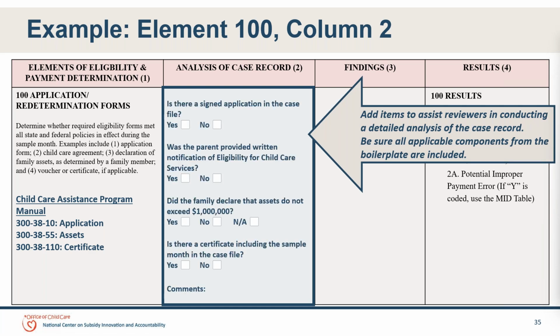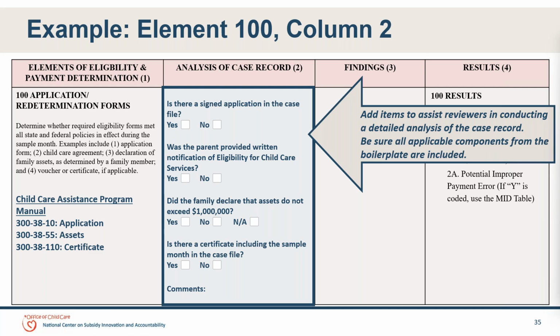In this example at the top, the lead agency has added an item asking whether there was a signed application, an item on eligibility notification, an item on asset declarations, and an item on the child care certificate. Like I mentioned a little while back, this is going to look different in your state, but hopefully this can give you a general idea of what the customization might look like.